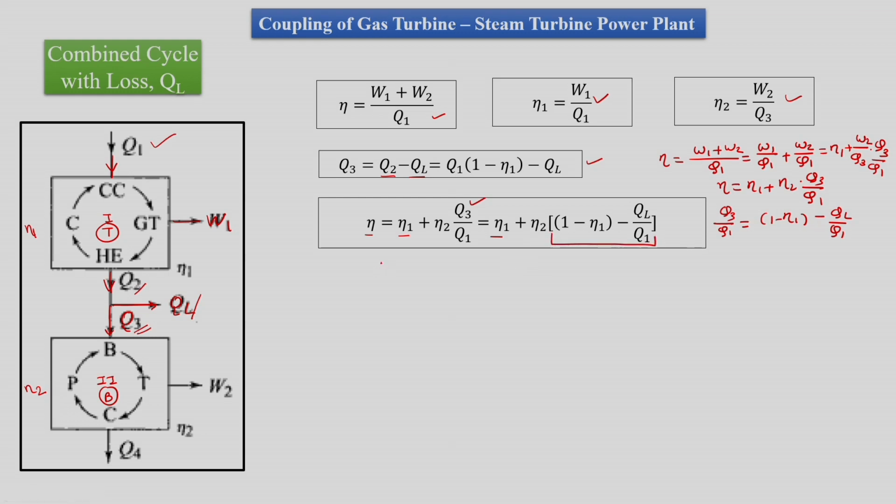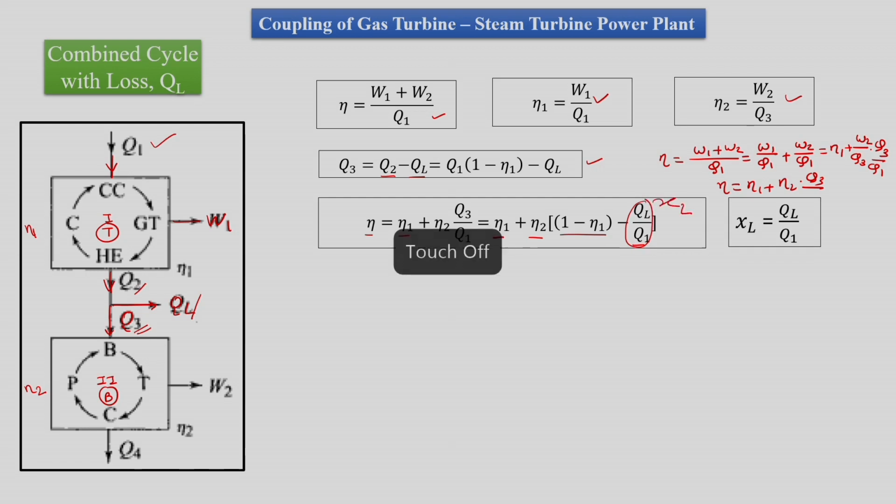So we have got the total expression for eta is equal to eta 1 plus eta 2 into bracket 1 minus eta 1 minus QL upon Q1. So having said this, we will represent, suppose, XL as a loss factor, equal to QL upon Q1. So this term is said to be the loss factor.